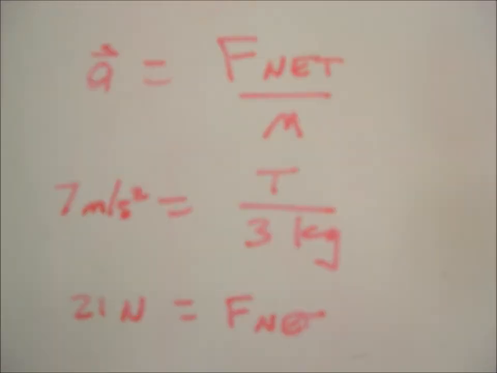Having visualized our system, we can now toss some information into our relationship for Newton's second law. Again, we have the acceleration is equal to the net force divided by the mass, and here the net force is an unknown value T. The mass is 3 kilograms, and the acceleration is 7 meters per second squared. Do this math, and you find an F net of 21 newtons, which is your tension T.